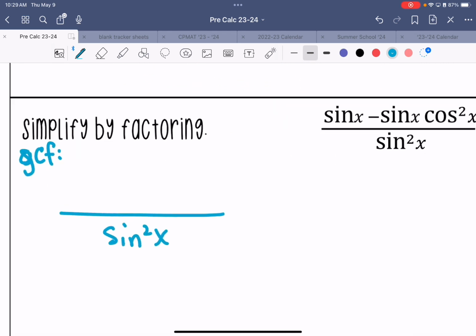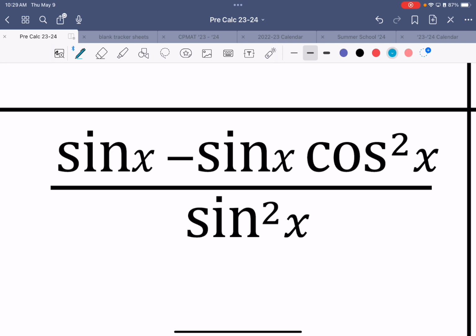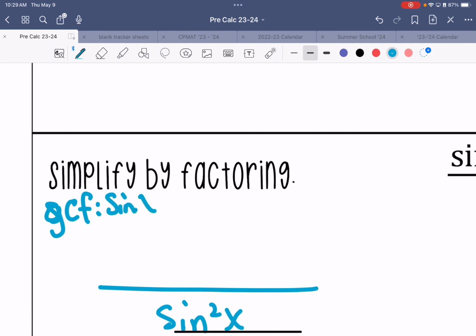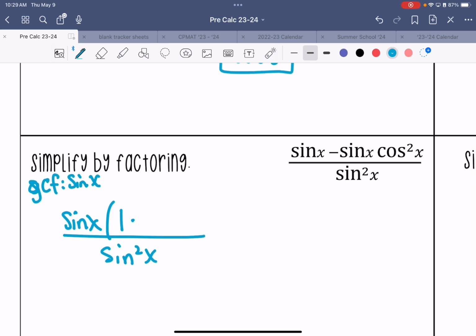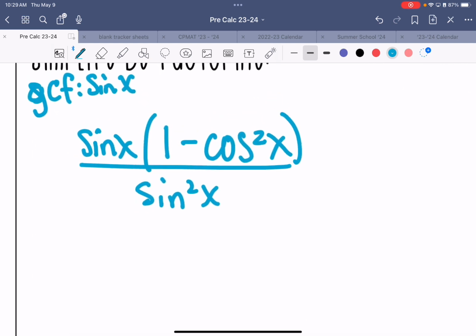So you would take out a GCF. What do these 2 terms have in common? A sine. Good. Let me take a sine out. Put it out front. And then we just divide everything by sine. So that'd be 1 minus cosine squared. And this is where I'm at now. Now I have a 1, I have a minus, and I have a squared.